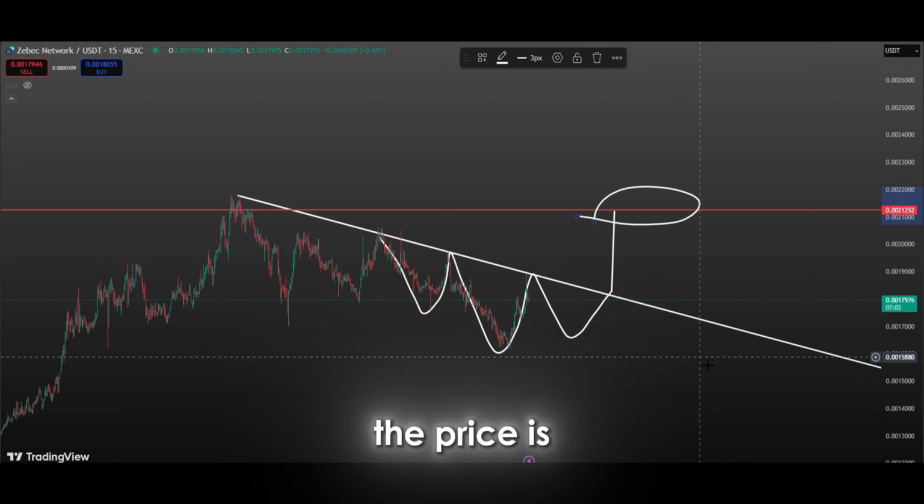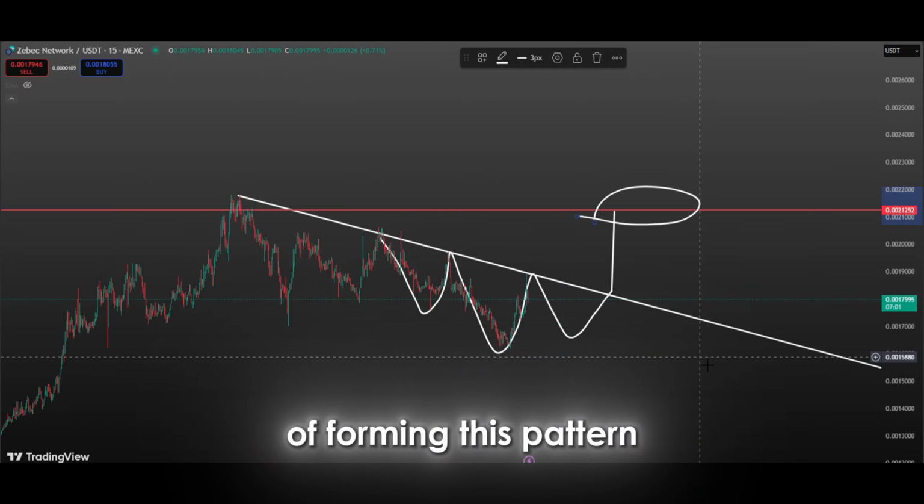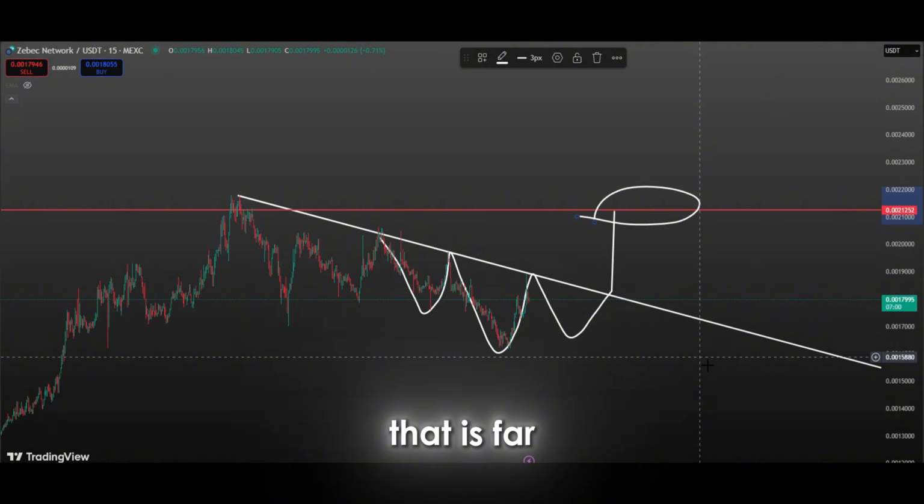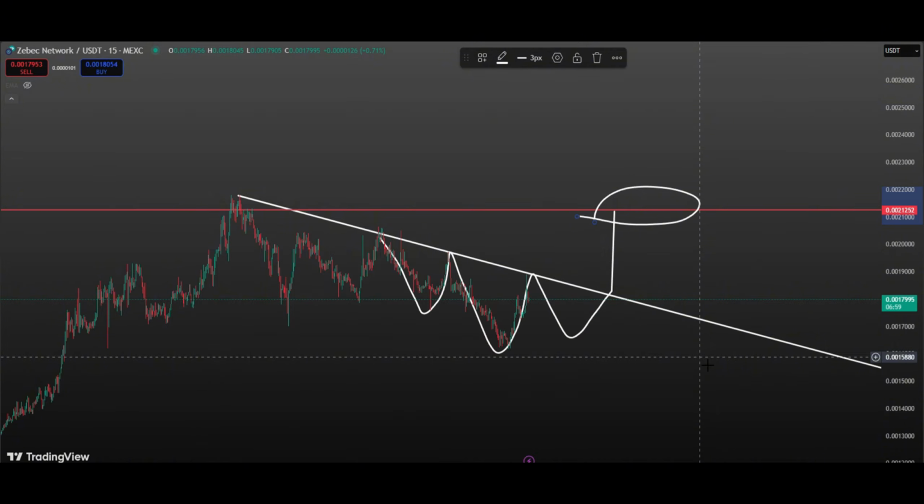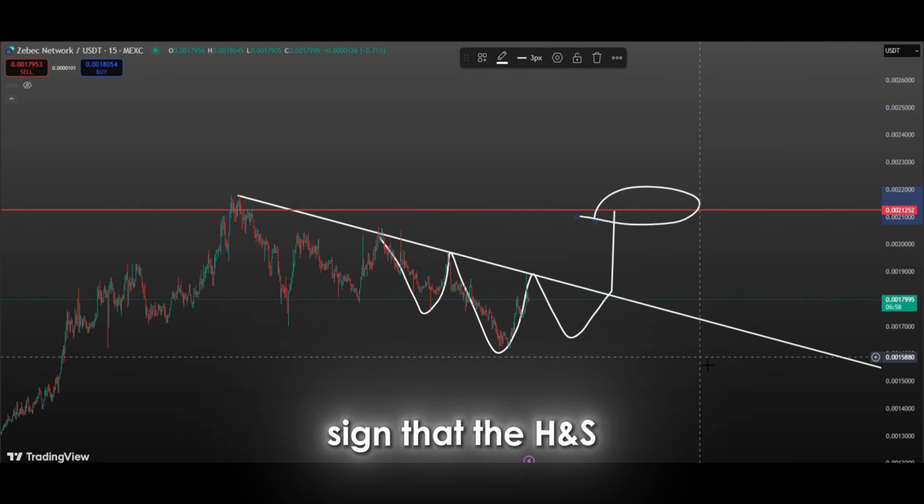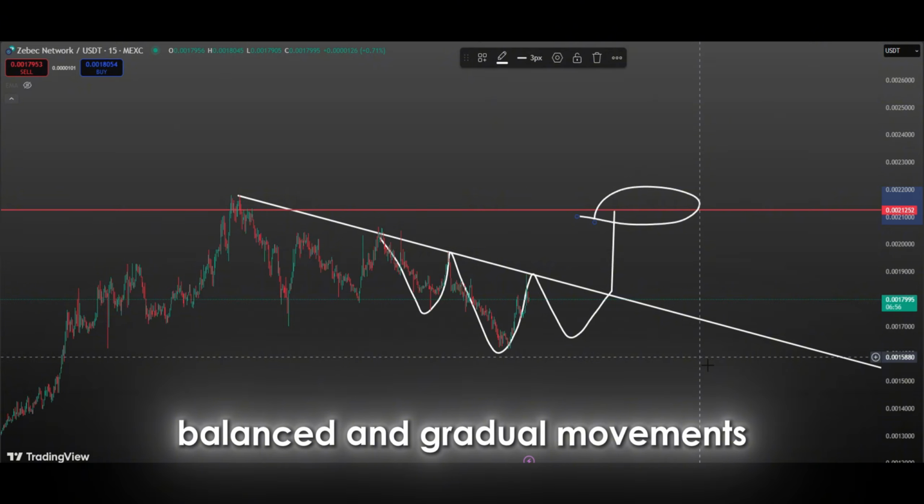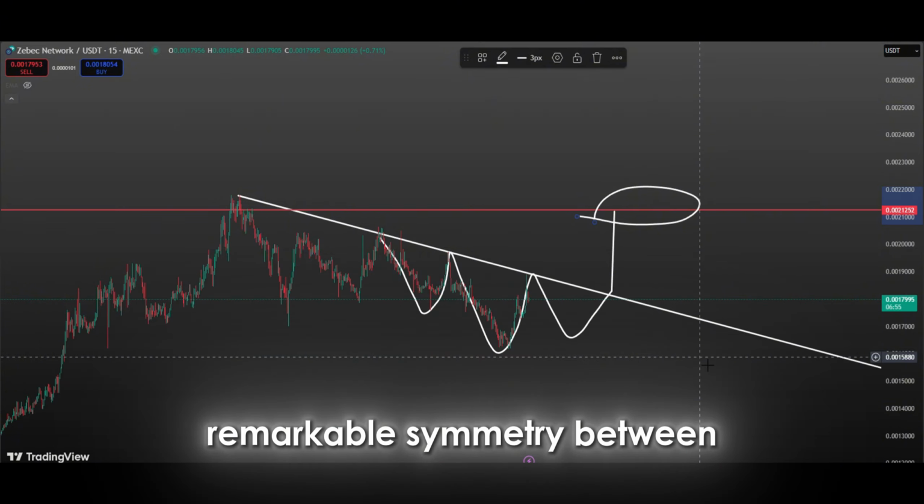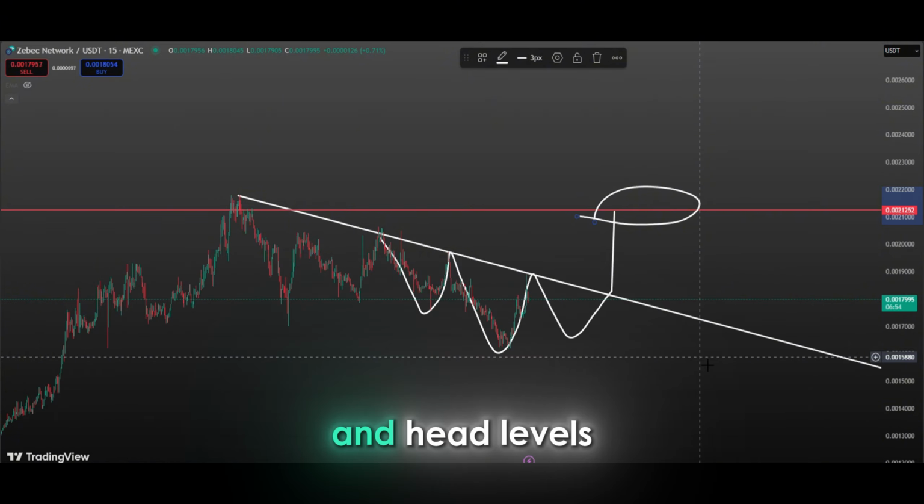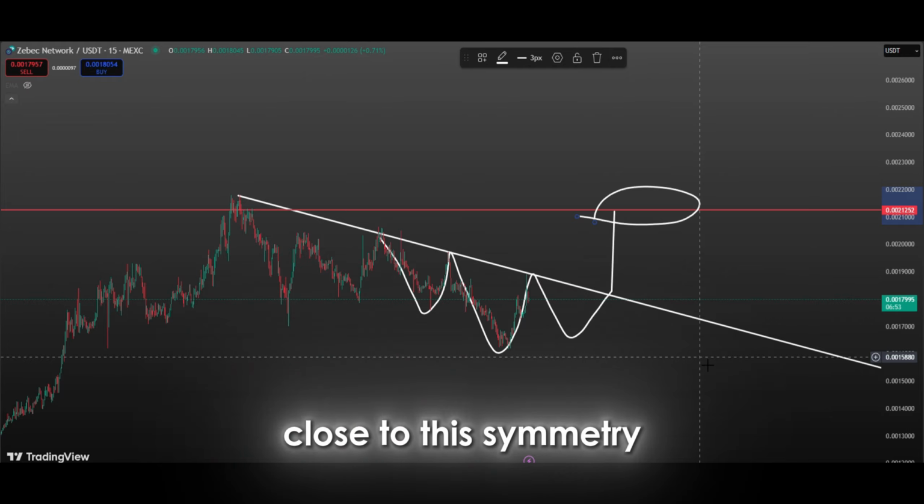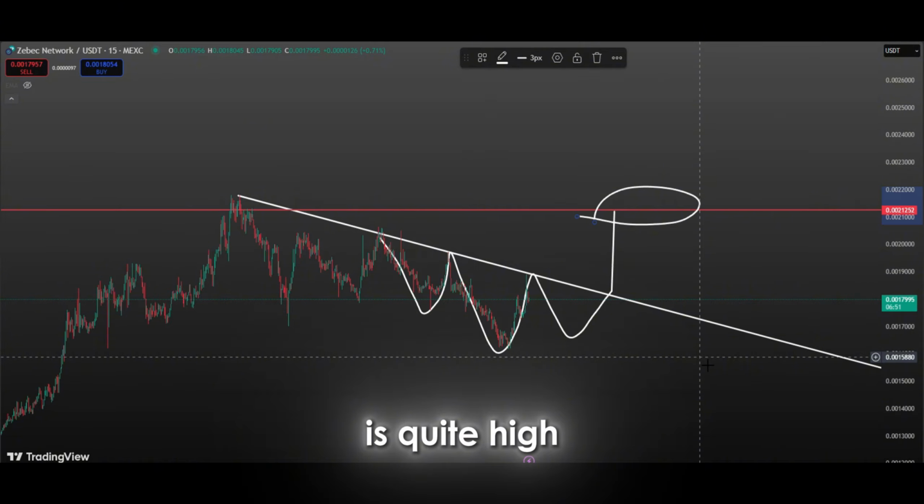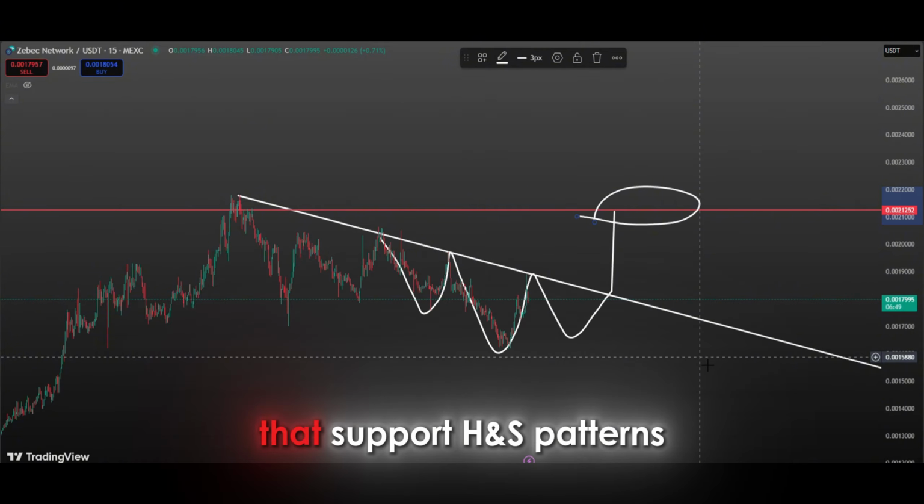At the moment, the price is quite balanced in the process of forming this pattern and is moving in a structure that is far from sudden, sharp declines. This is another sign that the H and S pattern is forming in a healthy way. This is because an ideal H and S pattern develops with balanced and gradual movements. There is a remarkable symmetry between the shoulder and head levels. Since the current technical outlook is close to this symmetry, the probability of successful completion of this pattern is quite high. There may also be developments on the volume side that support H and S patterns.